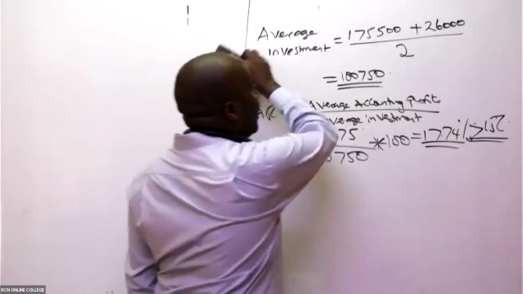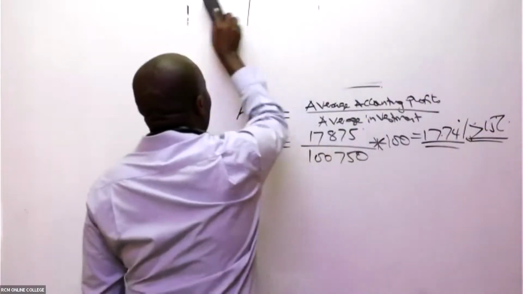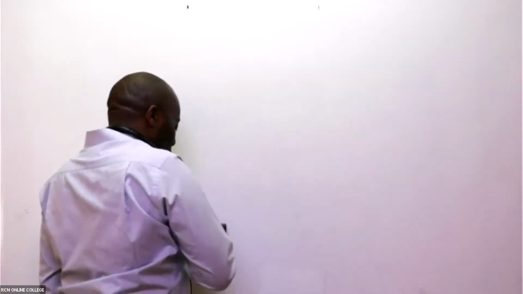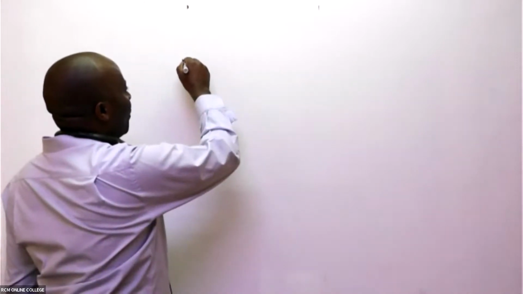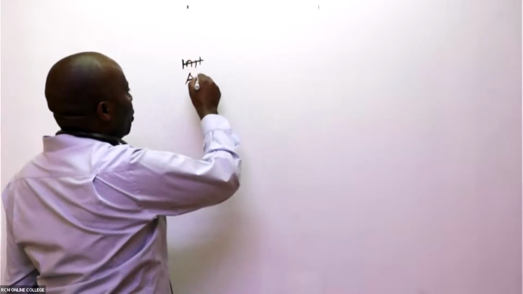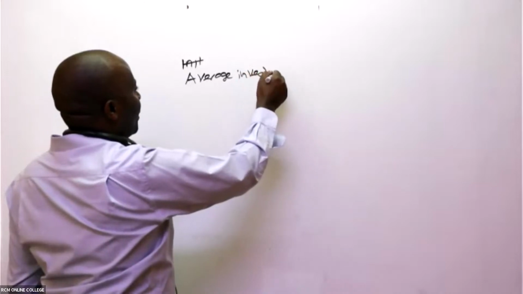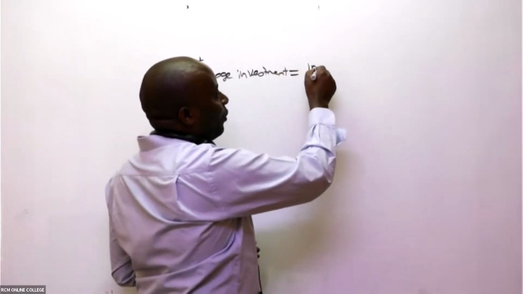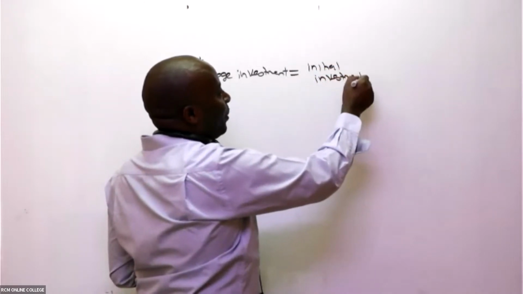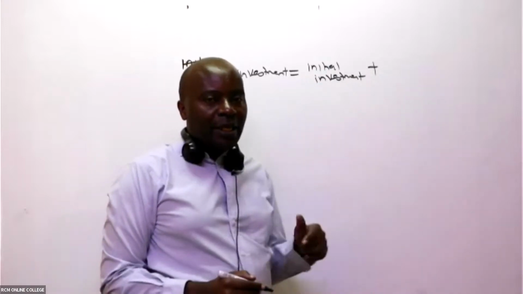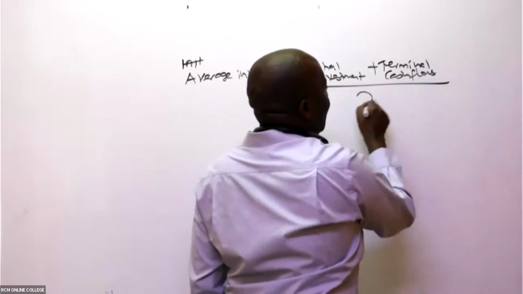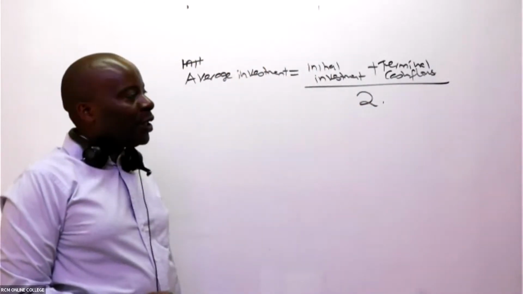Now, other students who went ahead and did it this way, especially on this average accounting return, always get confused, not being very clear on how this average investment is computed whenever we have working capital. So, ladies and gentlemen, remember, how do we get this average investment? We look at the initial investment, plus what we call the terminal cash flows, and then you divide this by 2.